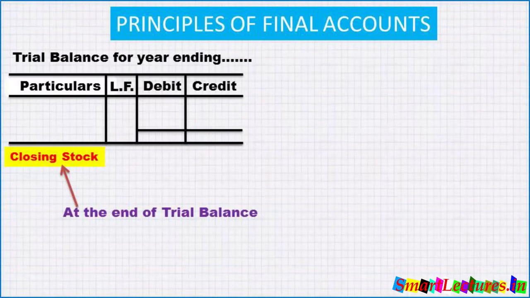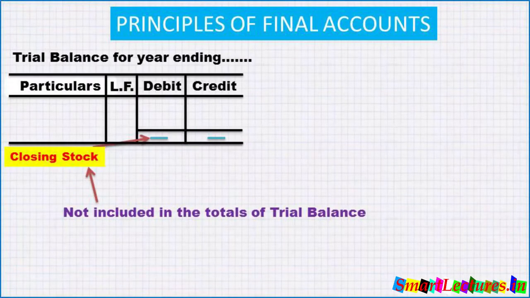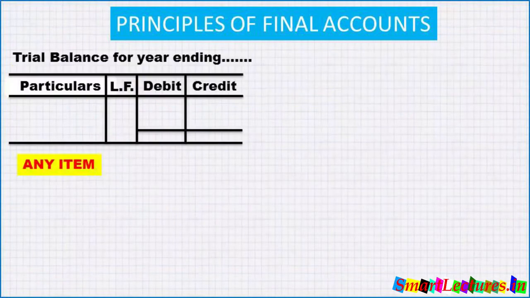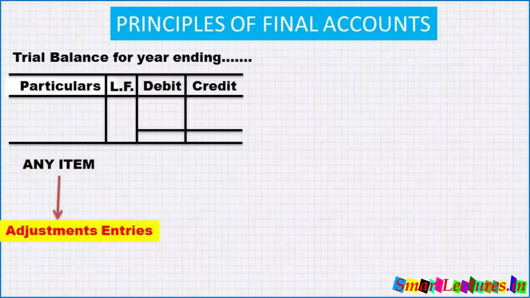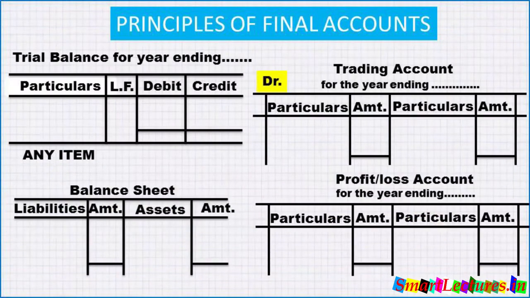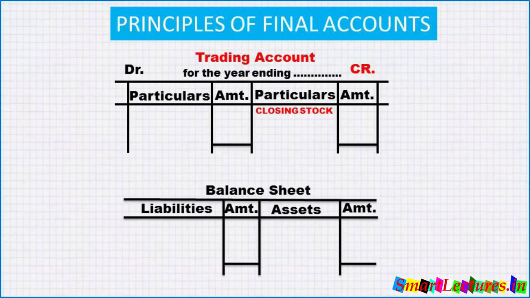And closing stock is always at the end of the trial balance, means that's not part of the totals of trial balance, but we have to take closing stock to the final accounts. If we take any item out of the trial balance, means which is not included in the trial balance, that always hits twice, one on debit side and one on credit side. That's why closing stock goes to the credit side of trading account and debit side of balance sheet.